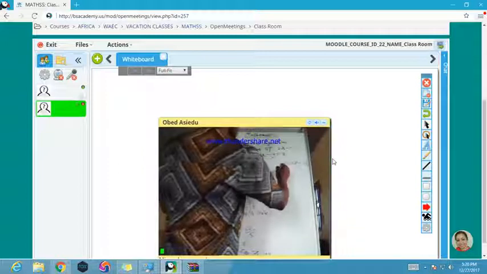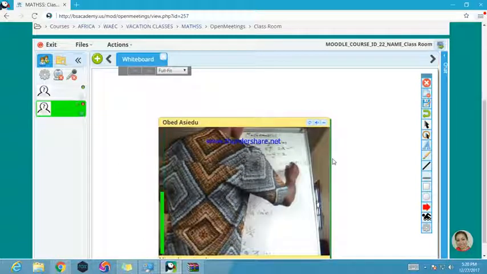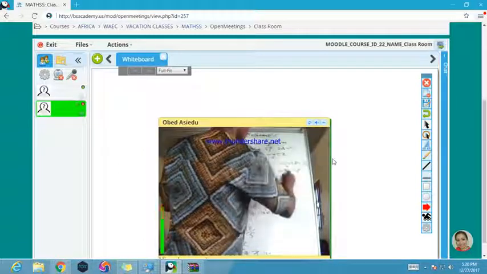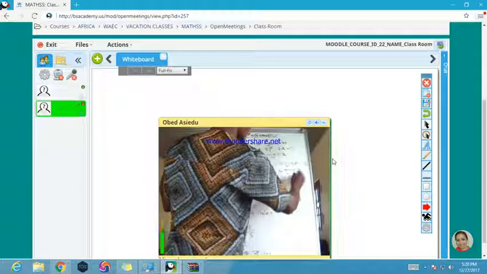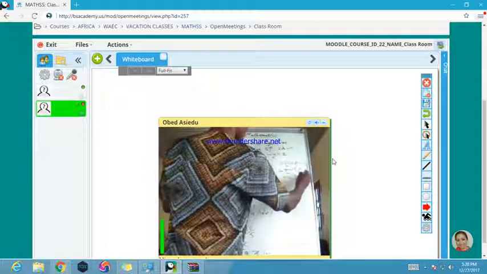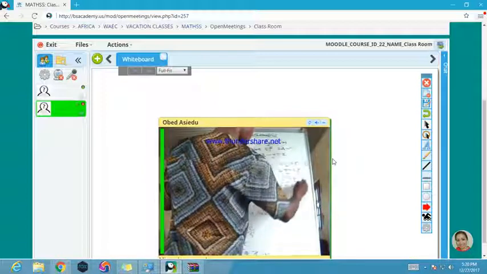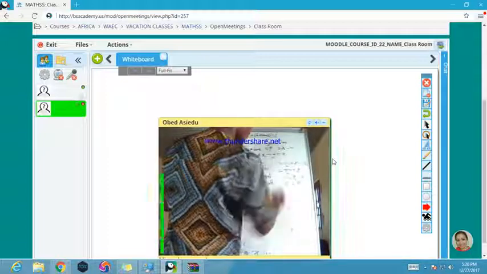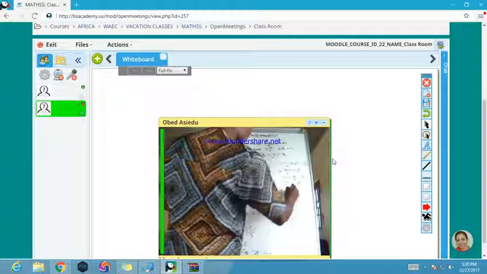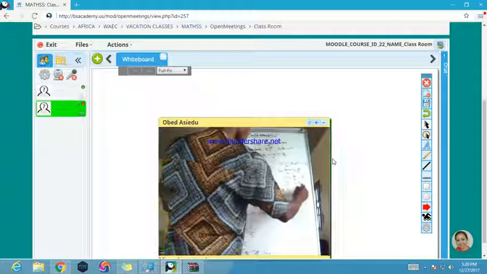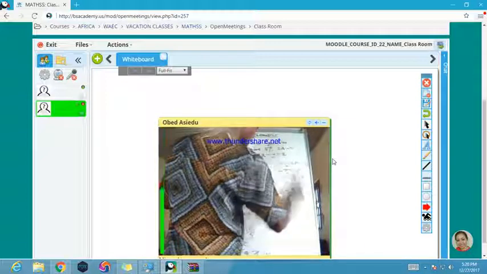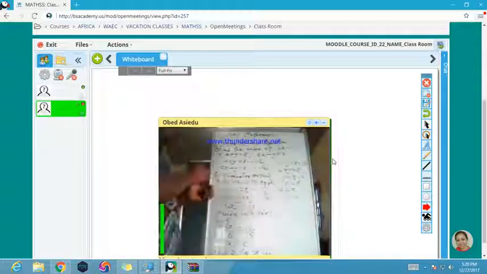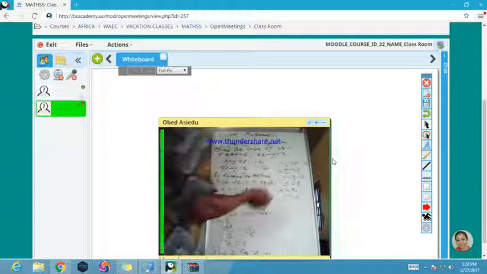So you can say 2 plus y equals 8. Y is equal to what? 8, and the 2 becomes minus, so y is equal to 6. Therefore x is equal to 2, y is equal to 6. Now the question says find the value of 2x minus y.